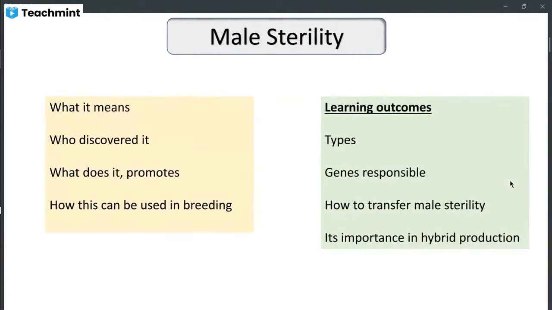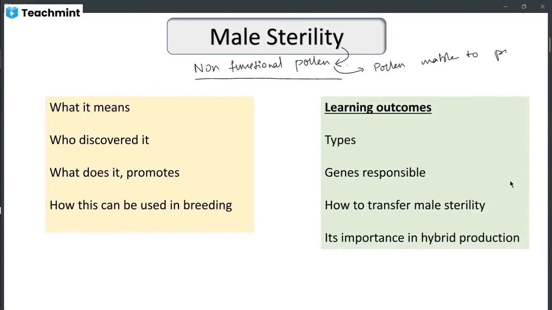Non-functional pollen. Yeah, which means non-functional pollen. So male sterility, directly or indirectly, means that the pollen that is formed is unable to pollinate, fertilize, and ultimately it is not able to set the seed, right?